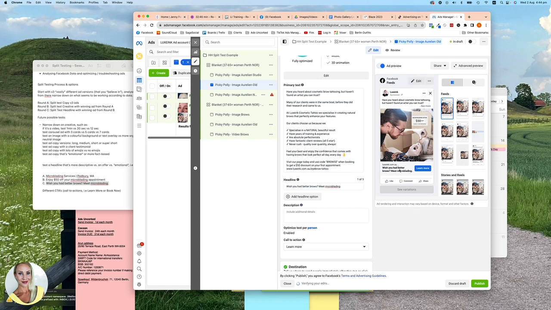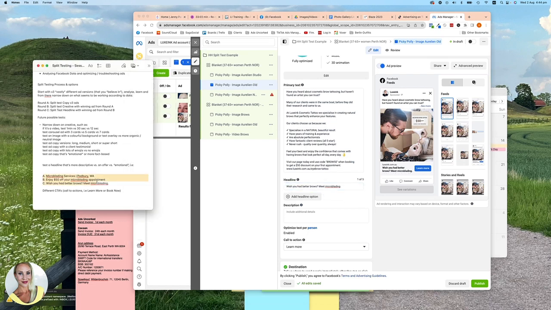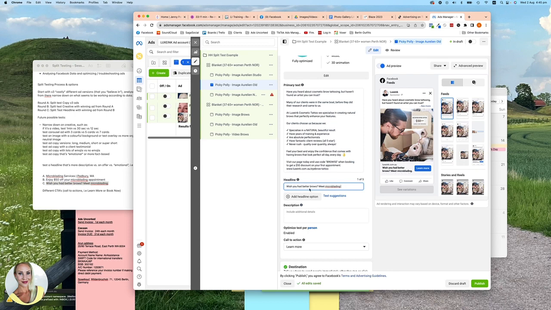And then whichever one is the winner here, say that the emotional one is the winner, so you notice a significantly lower cost per initiate checkout or a much higher click-through rate, then the round 2 of split testing headlines could be to do 3 different variations of emotional headline copy. Yeah, so that's how I go about it. And again, it's up to you to decide what's more important. Do you want to continue testing new images? Do you want to test new versions of headlines? It's just an ongoing process.